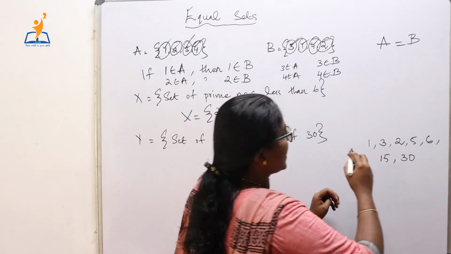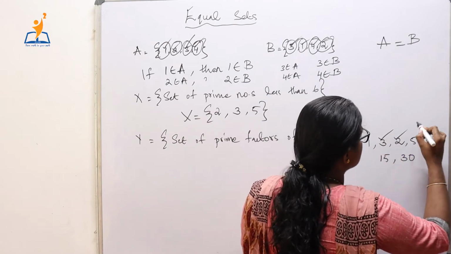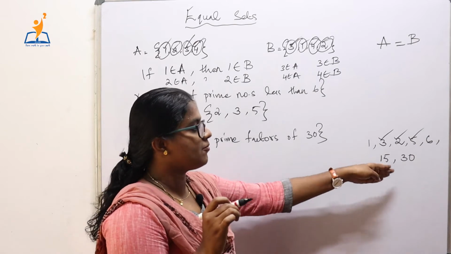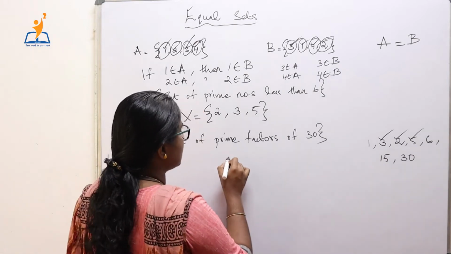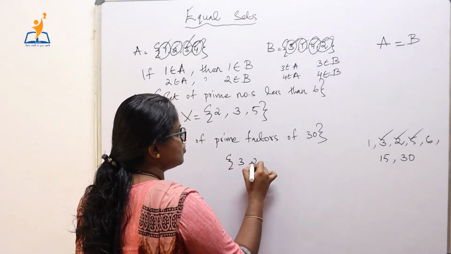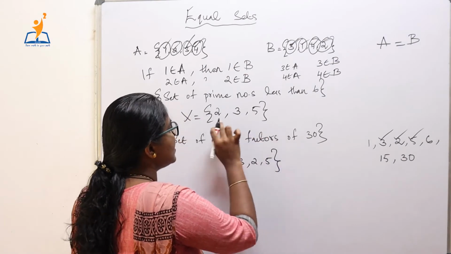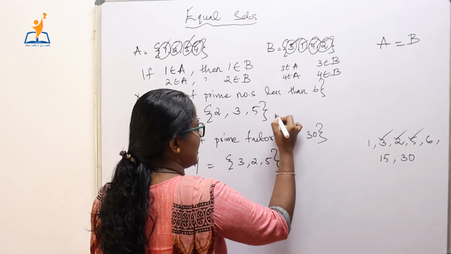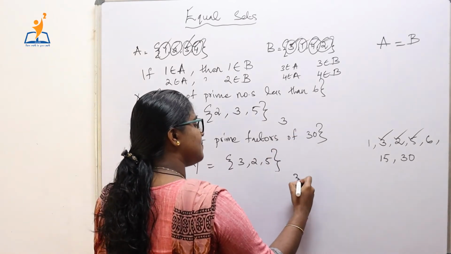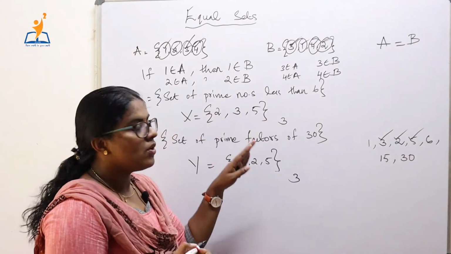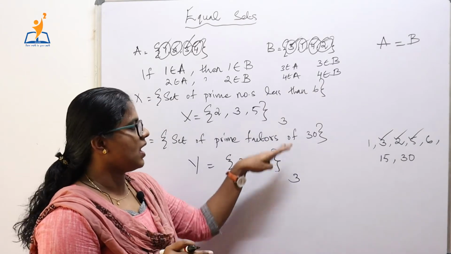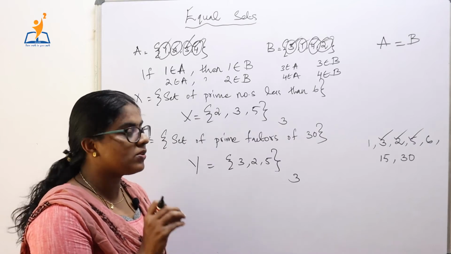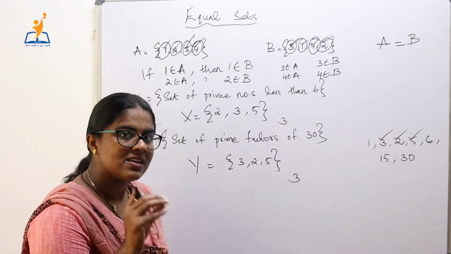Now which are the prime factors here? 3 is prime, 2 is prime and 5 is prime. No other factors are prime. So the required set is 3, 2 and 5. Here what is the cardinality of this set? The cardinality is 3. Here what is the cardinality? The cardinality is 3. So now the first condition is okay. In both the sets the number of elements is the same.